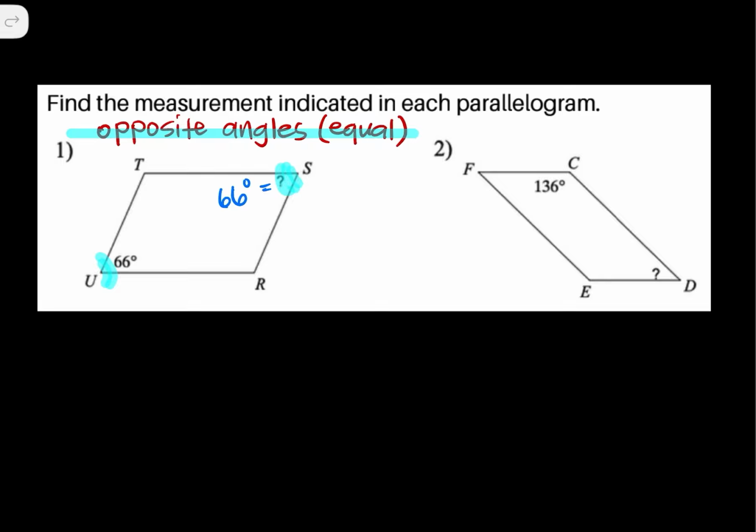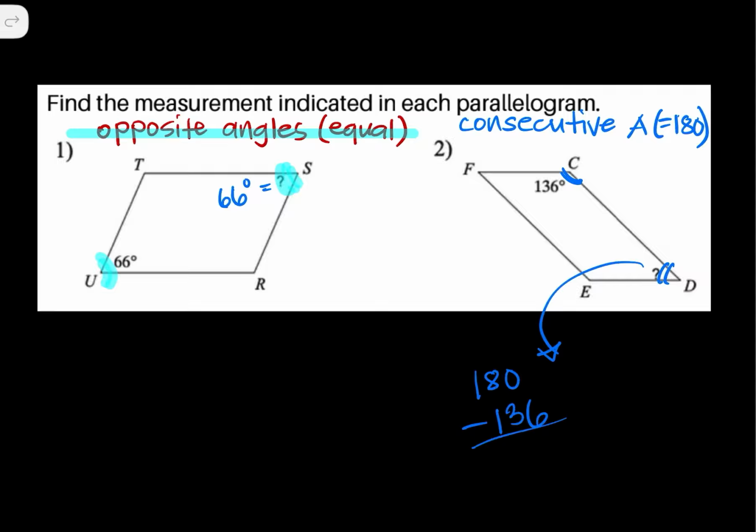We have angle C, and the relationship of angle C and angle D. They are consecutive angles. So let me write consecutive angles. And consecutive angles, when added together, are equal to 180. They are supplementary. So that means I can add these two, or do the opposite. I'll do 180, because I know that the sum is 180, minus 136. That will leave me with 44. So therefore, angle D is 44 degrees.